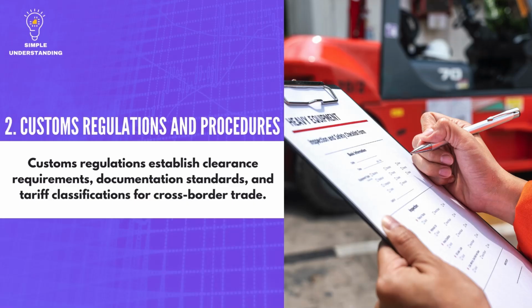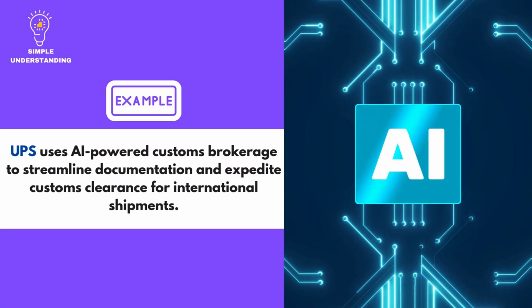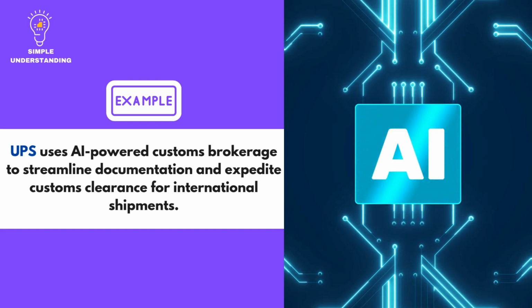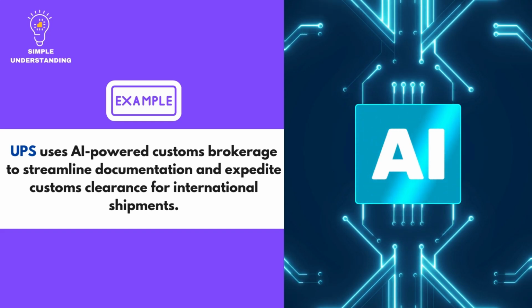2. Customs regulations and procedures. Explanation: customs regulations establish clearance requirements, documentation standards, and tariff classifications for cross-border trade. Real company example: UPS uses AI-powered customs brokerage to streamline documentation and expedite customs clearance for international shipments.